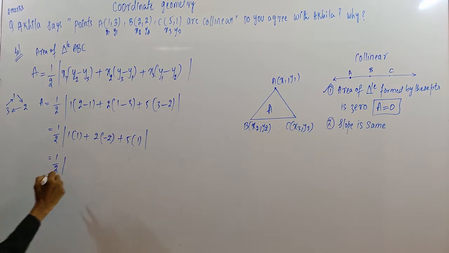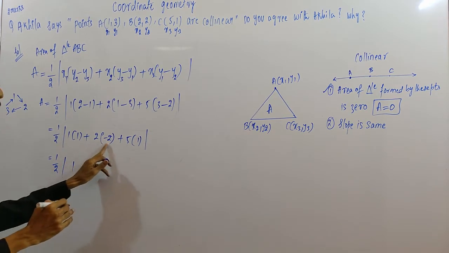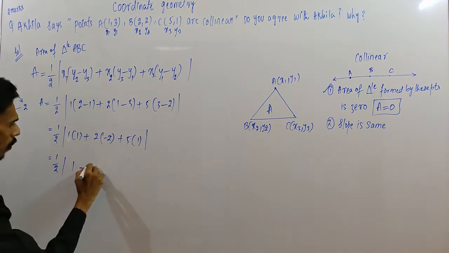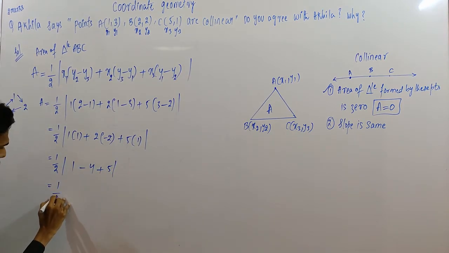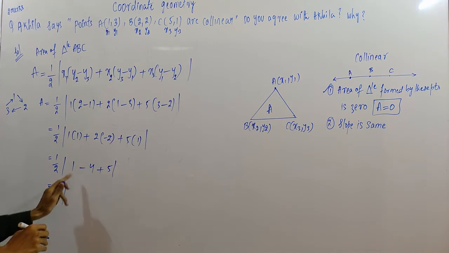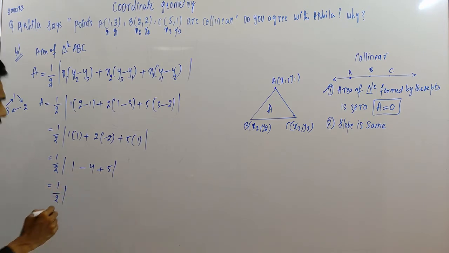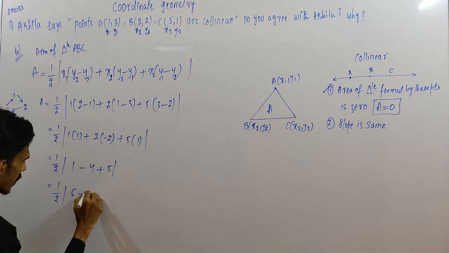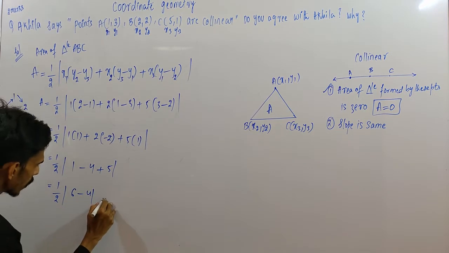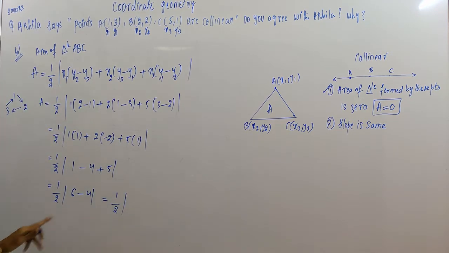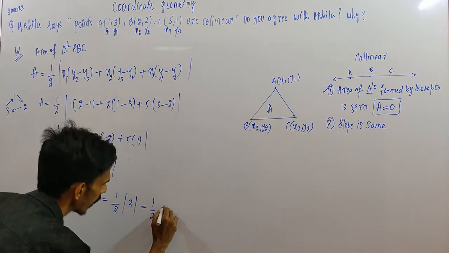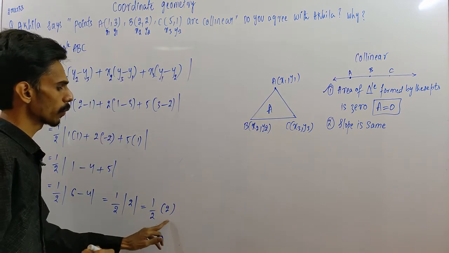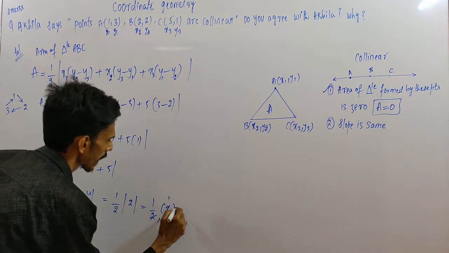That is equal to 1/2 of 1 into 1 we have 1, plus 2 into minus 2 we have minus 4, plus 5 into 1 we have 5. That is equal to 1/2 mod of 1 plus 5 we have 6, minus 4. Now that is 1/2 mod 6 minus 4 we have 2. So 1/2 mod 2, the value is 2 only. So 1/2 into 2, this 2 and this 2 get cancelled. We have 1.